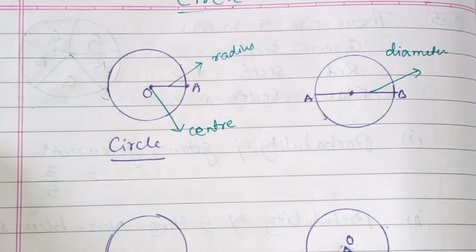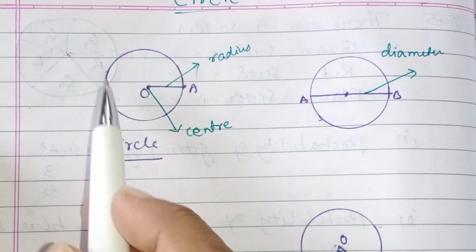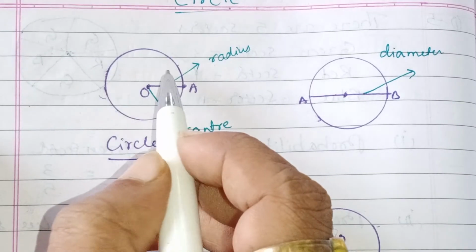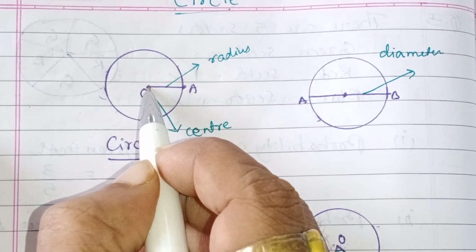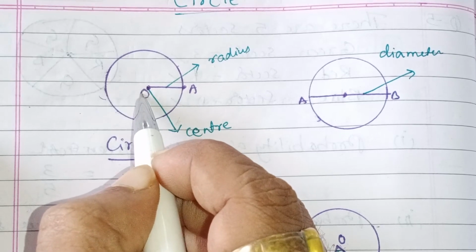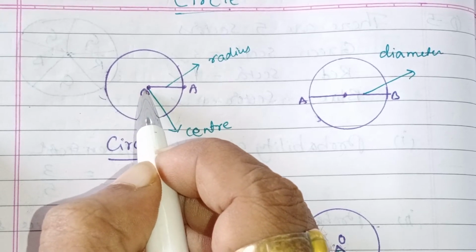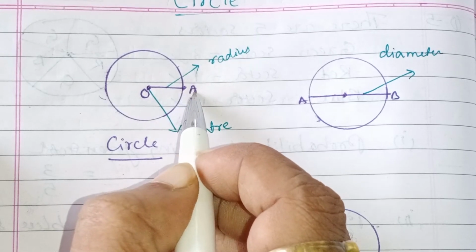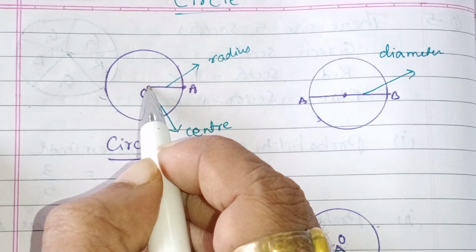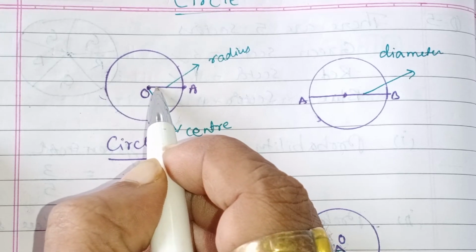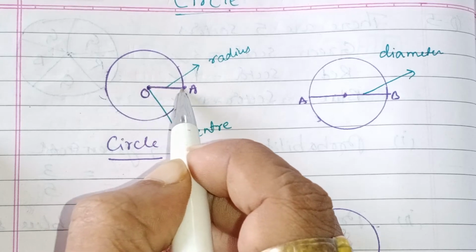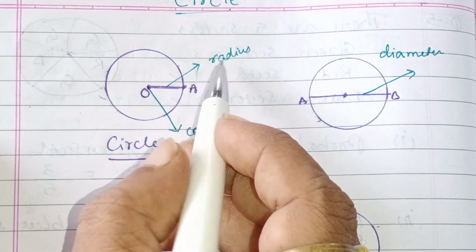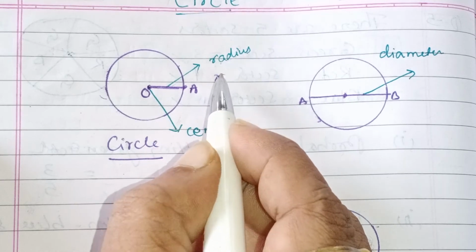Let's see. First of all, in a circle we discuss radius. See, this is a simple closed curve and this is the center of the circle. We represent this center of the circle by O, and this is a point on the circle. I have given the point name A. So if you draw a line segment from center O to A, this is called the radius of the circle. Radius is usually represented by small r.